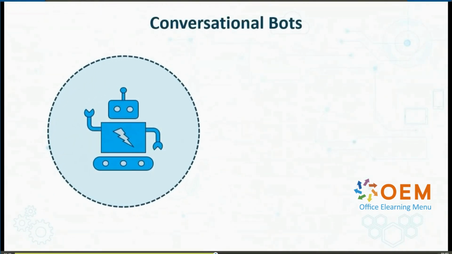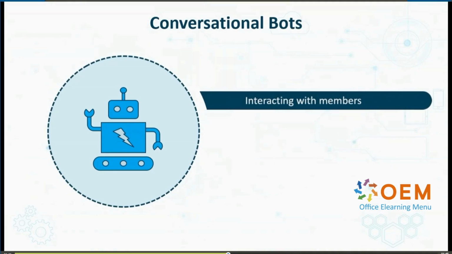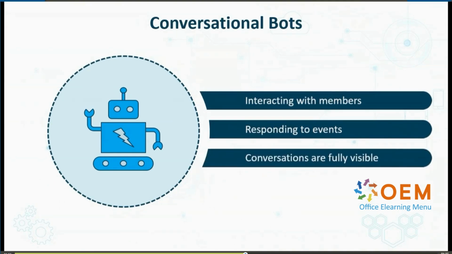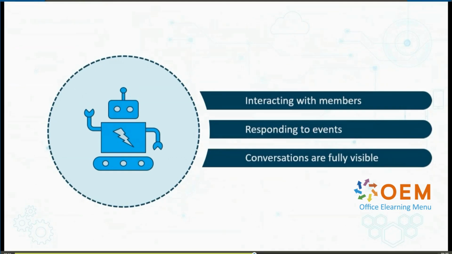So then looking at some specific examples, conversational bots are an extension method that can interact with members of a conversation through a chat or perhaps in response to some kind of an event, such as a new channel being added. And all bot conversations would be visible to all members of a channel or group to ensure that everyone is kept up to date.